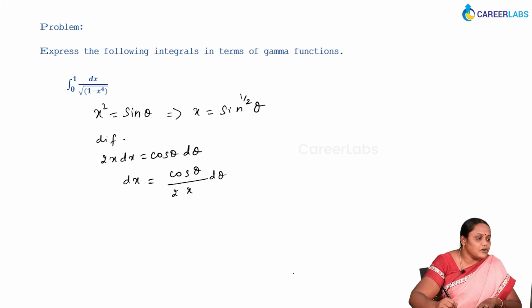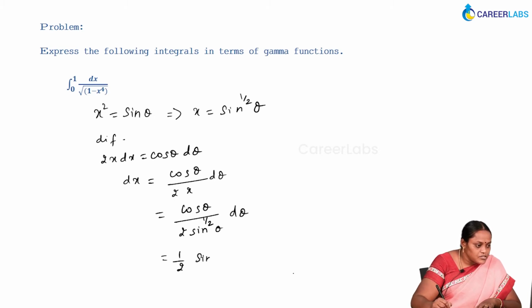x we have already found. So this is nothing but cos theta divided by 2 into sin to the power half theta into d theta. So this is equivalent to 1 by 2 times sin to the power minus half. I am just taking this to the numerator. So this will become sin to the power minus half theta into cos theta d theta.